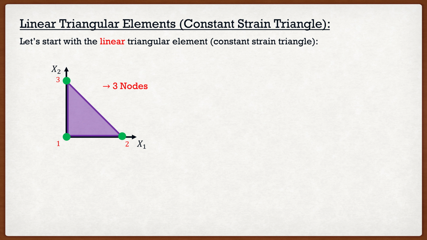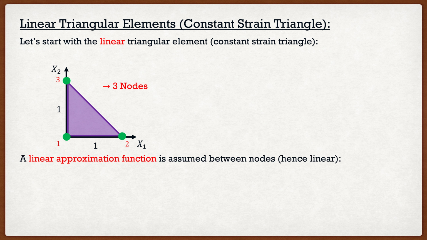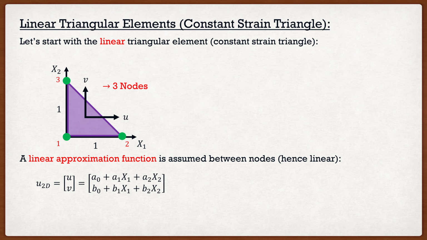Now, for simplicity of calculations, I'm going to say that the two lengths of this triangle are simply 1 unit long. We said that we have a linear triangular element, and that linear idea is related to the geometric order of our approximation function. As you may guess, if we have a linear triangular element, we are going to have a linear approximation function assumed between the nodes. And this is why we call it a linear triangular element. Nice and simple. So for this particular element, we are going to say that our displacement function, which is a vector consisting of components u and v, or basically the displacement in the horizontal direction and the displacement in the vertical direction.